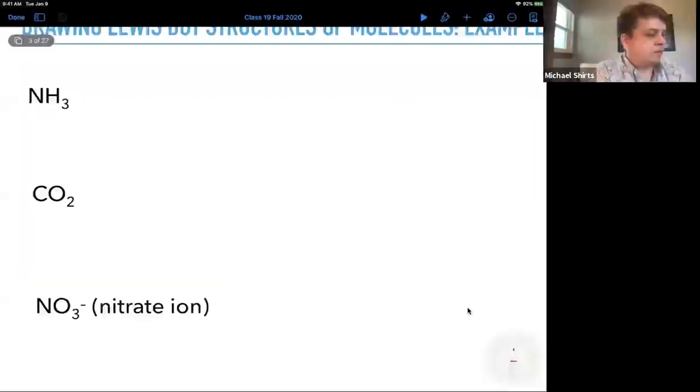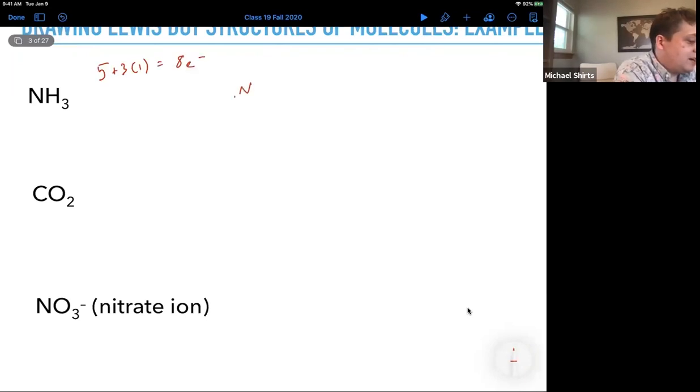Okay, so we'll start with something pretty simple like ammonia. So we have 5 valence electrons for the nitrogen plus 3 valence electrons from the 3 hydrogens, which gives us a total of 8 electrons. So let's draw this. N, H, H. And obviously if you have hydrogens, the nitrogen has to be in the middle because the hydrogens can only bond to one other thing. So we have 8 electrons and there's 6 electrons in bonds, leaving 2 electrons over for a lone pair.